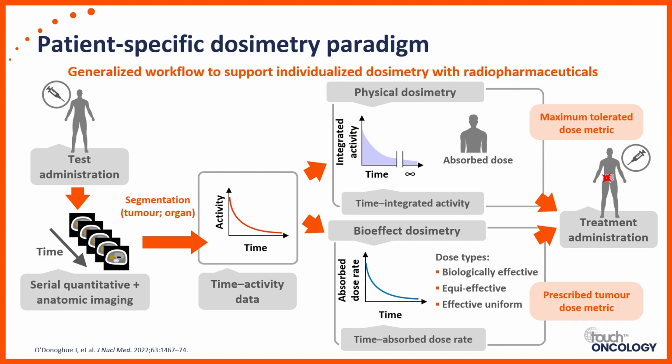And that data allows you to characterize the concentration of activity in various organs and tissues throughout the body as a function of time. Based on that, we're able to calculate the total number of radioactive decays occurring in normal organs as well as tumor tissues, and that allows us to compute the radiation dose.